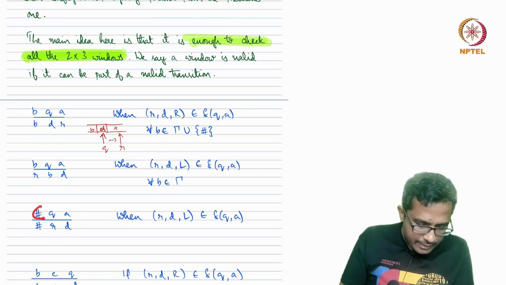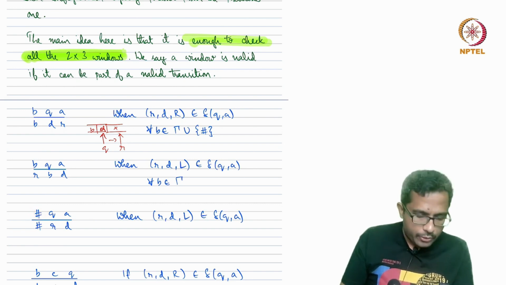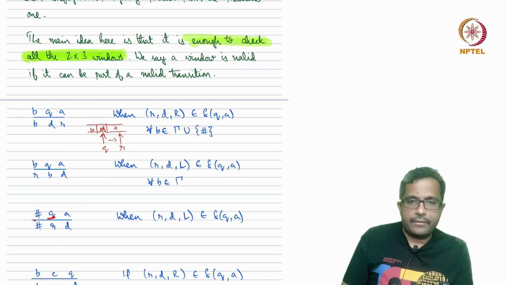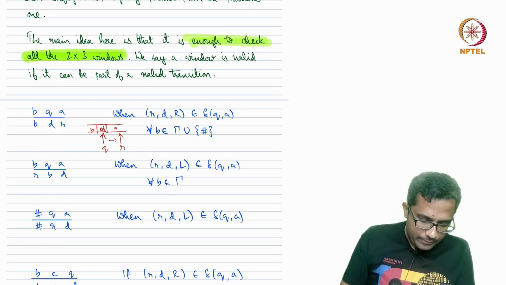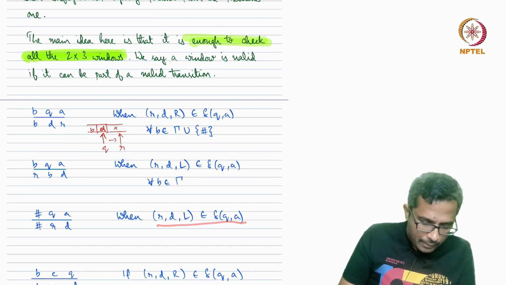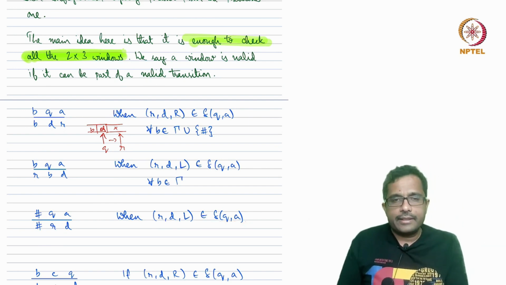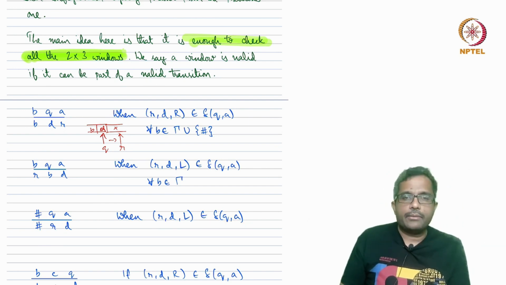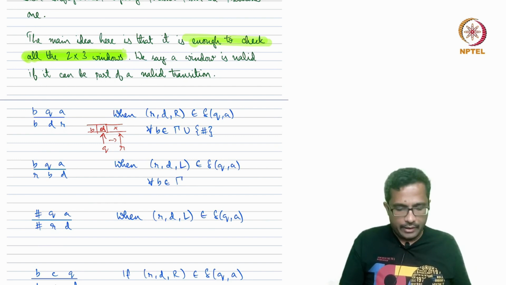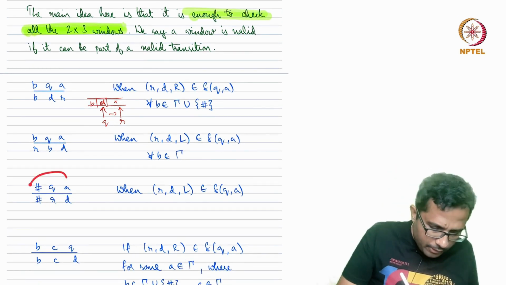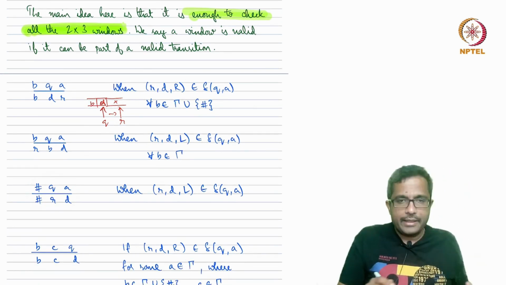This hash symbol is there only in the leftmost end, so now the tape head cannot go left. In that case, it remains in the same place. Again, the same rule, R D L is in delta Q A, but if the adjacent left symbol is hash, it cannot move left because you are already at the leftmost end. So these are some of the valid computation 2x3 windows.